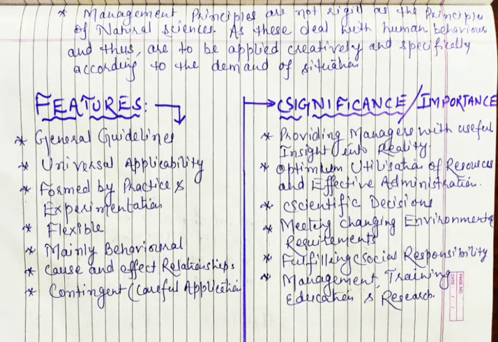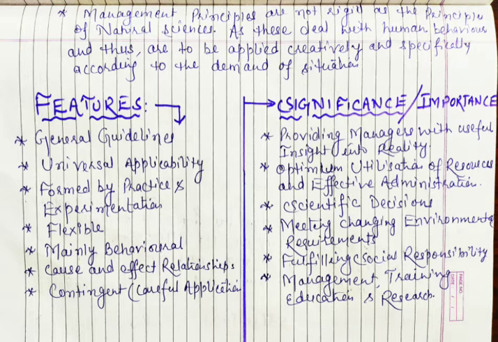Next is mainly behavioral. Management principles are mainly related to the behavior of human beings in nature, because these aim at influencing the behavior of human beings. Moreover, principles of management enable a better understanding of the relationship between physical factors of production and human factors, that is, employees and the materials and machines required.